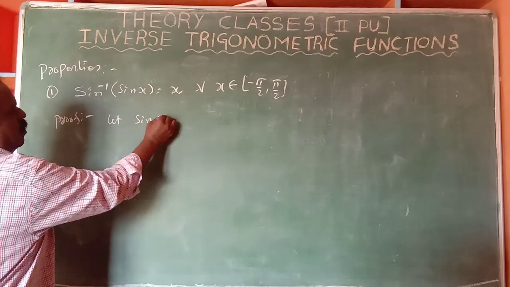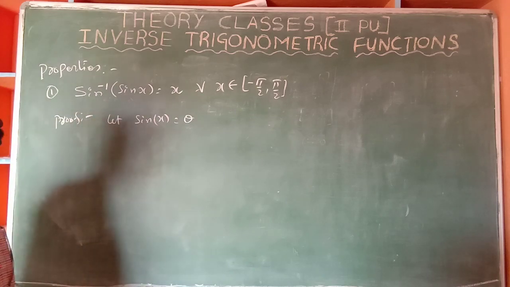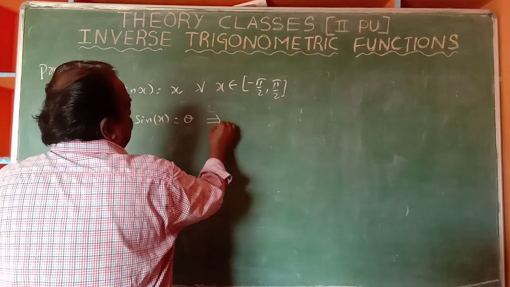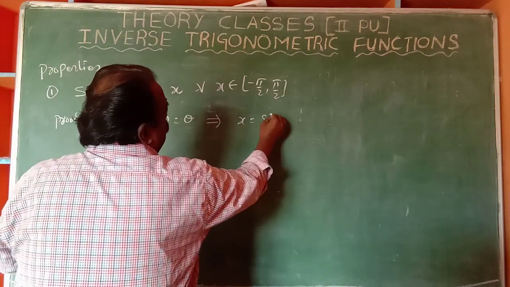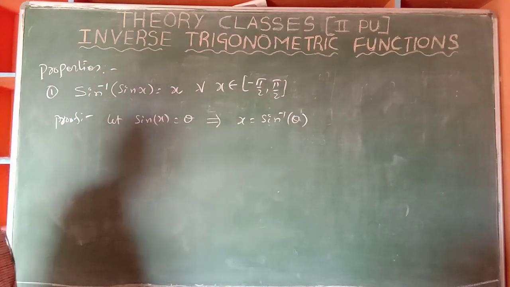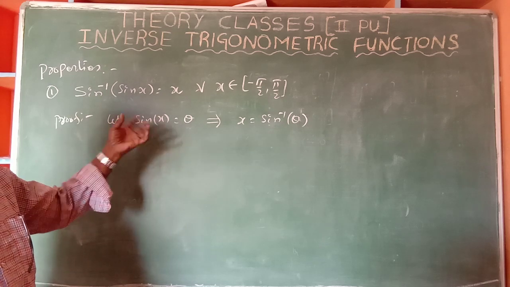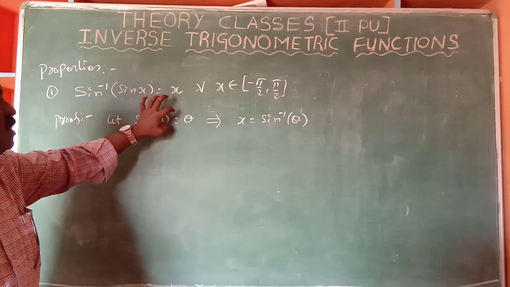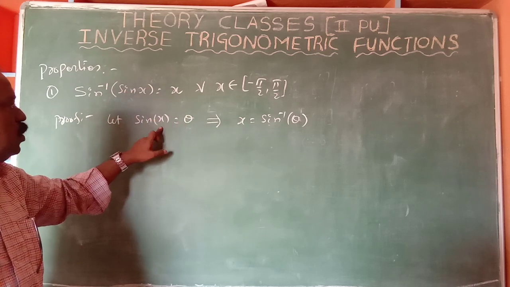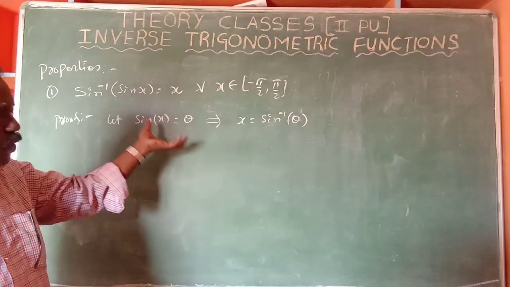Let sin x be equal to theta. While assuming sin x is equal to theta, that implies x is equal to sin inverse theta. Why? Because we already know the definition: if sin x is equal to theta, theta is in terms of x, then x in terms of theta means sin inverse. It is simply a notation.